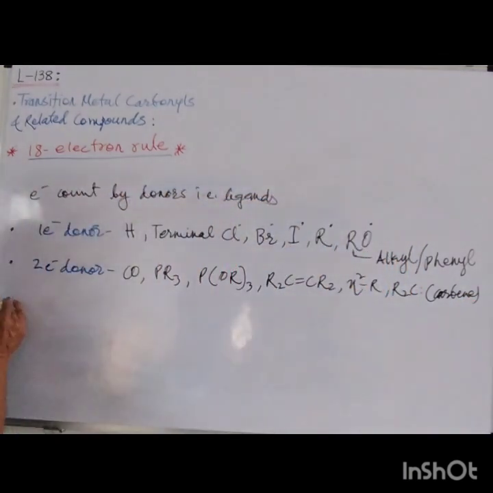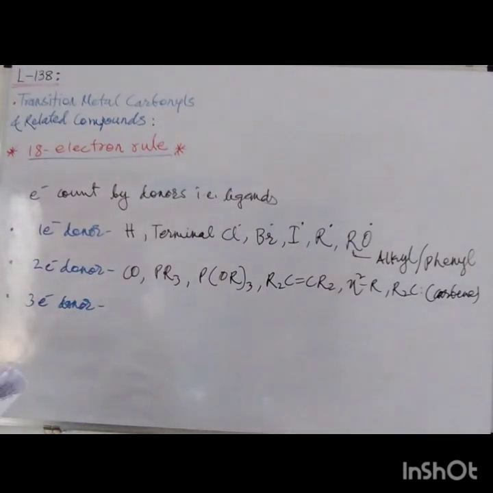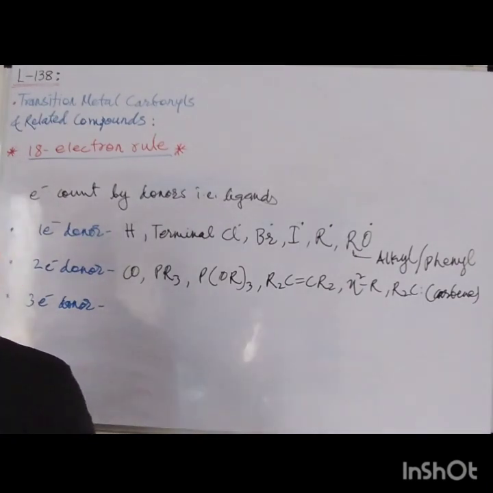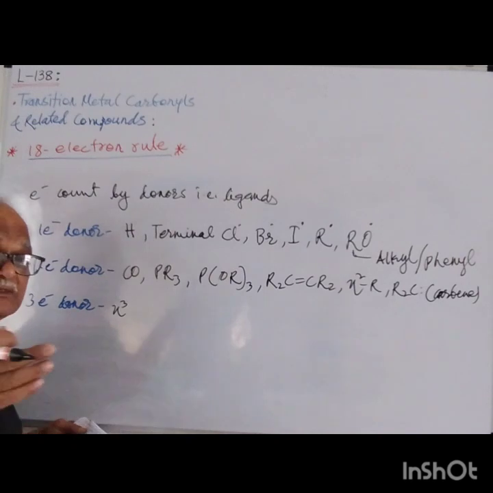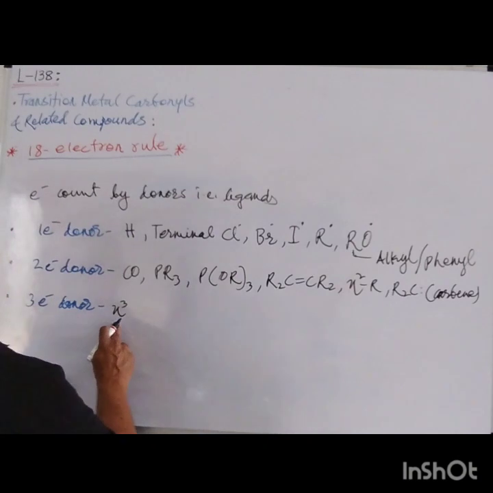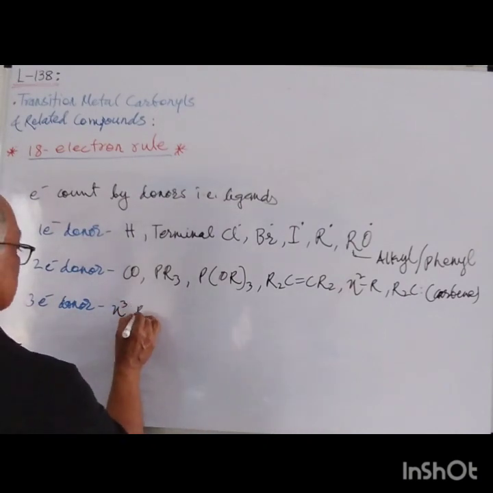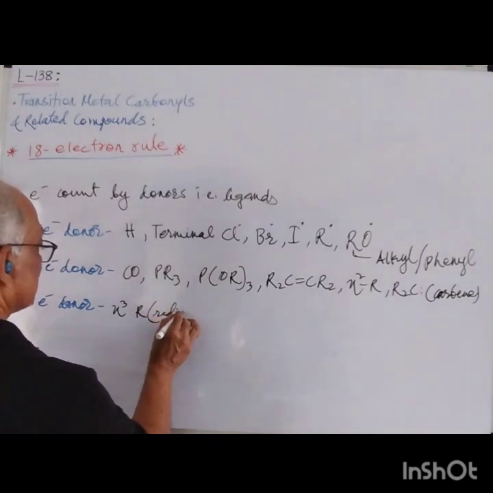Then 3 electron donors. So we can have the example of eta3, where eta indicates the number of ligands, that is, how many atoms are sharing the electrons with the metal ion. That is 3 electrons; these are radicals.